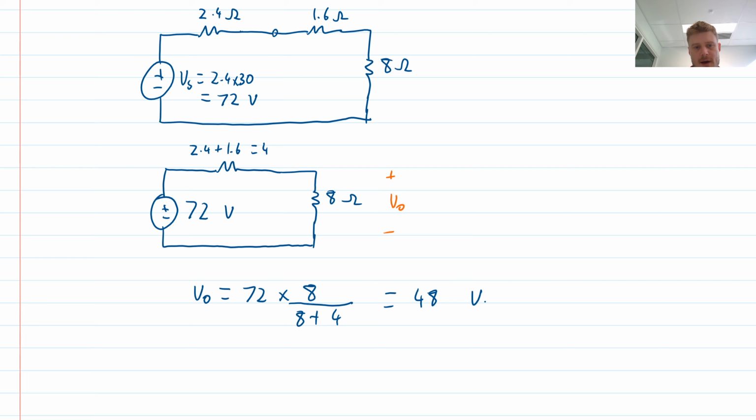So in this way, I keep making my circuit simpler and simpler and simpler until I get to something where the answer is pretty much obvious. Or you can solve for it directly using a voltage divider or a current divider or just plain old Ohm's law to get the answer that you're seeking.